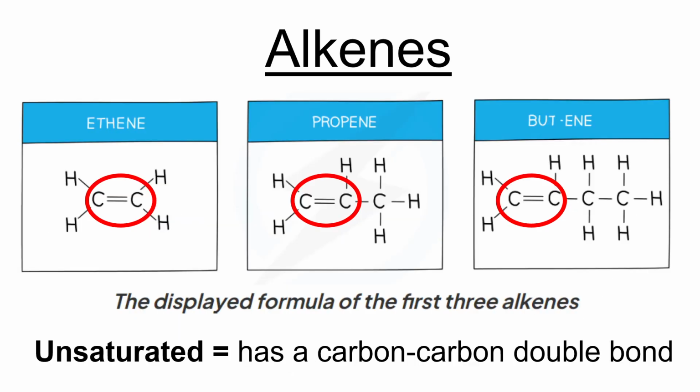So here are alkenes. What's the difference between alkanes and alkenes? Alkanes don't have a carbon-carbon double bond. Alkenes do have a carbon-carbon double bond. Unsaturated means it has a carbon-carbon double bond. Saturated means it doesn't have a carbon-carbon double bond. You may be familiar with the term saturated fat and unsaturated fat. Saturated fat is much worse for you because without a carbon-carbon double bond, it's much harder for your body to break down and would clog your arteries.